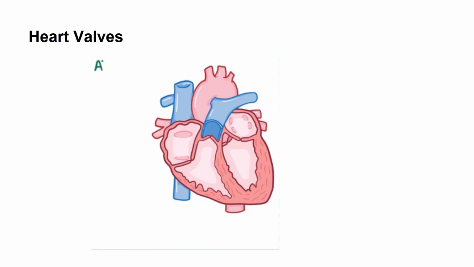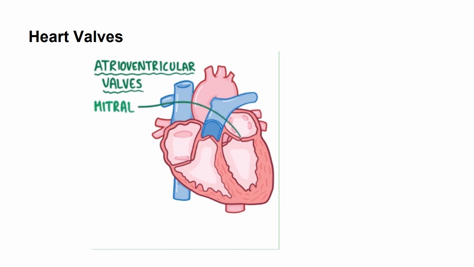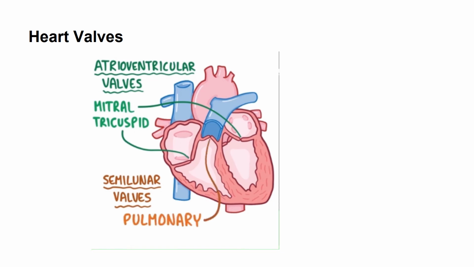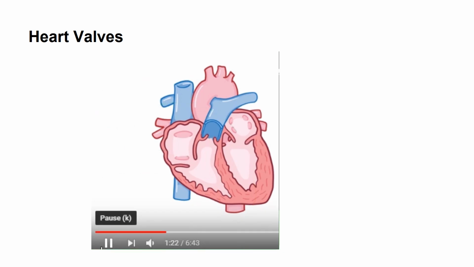So, we've got two atrioventricular valves. These sit between the atria and the ventricles. On the right-hand side, we've got the tricuspid, and on the left-hand side, we've got the mitral. We've also got semilunar valves, which are called that because of their shape. And again, on the right-hand side, we've got the pulmonary, and on the left-hand side, we have the aortic.